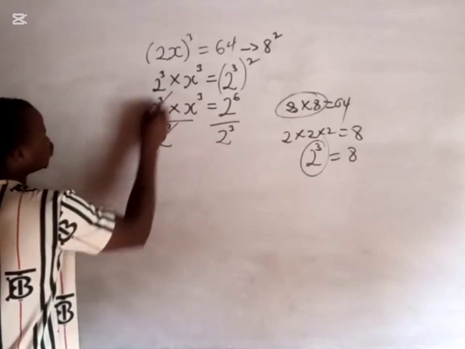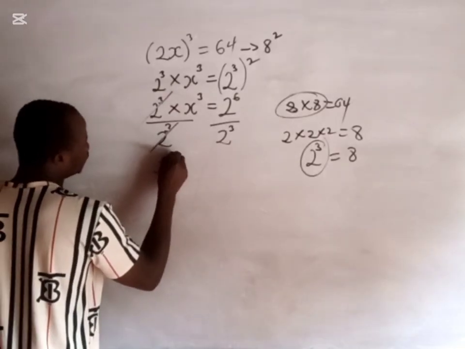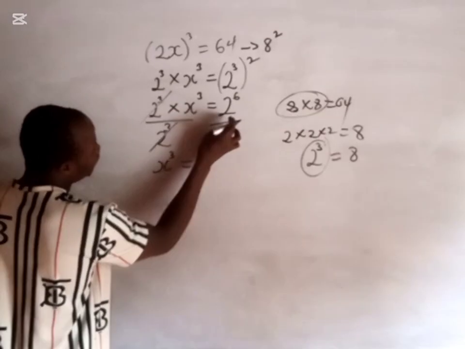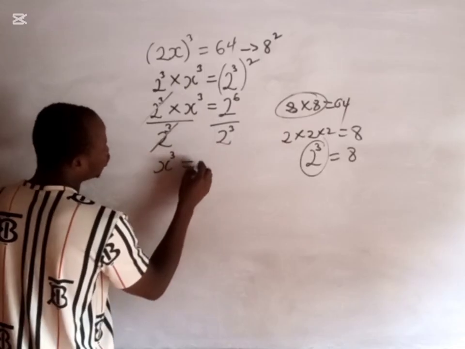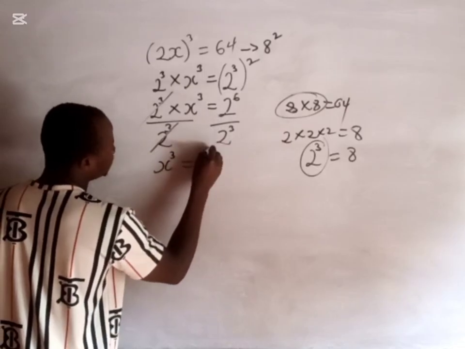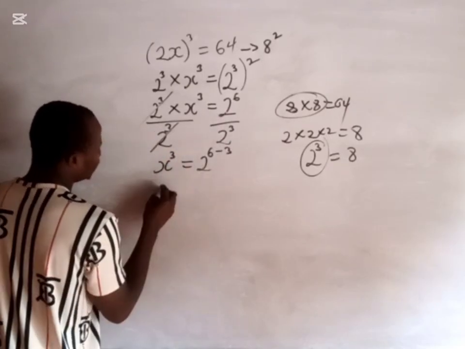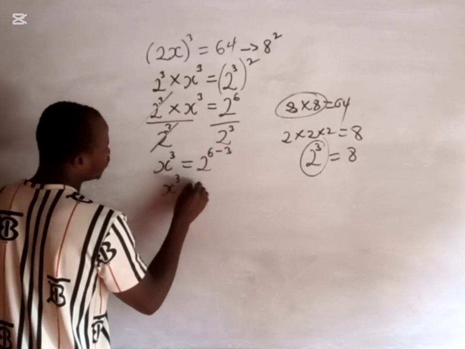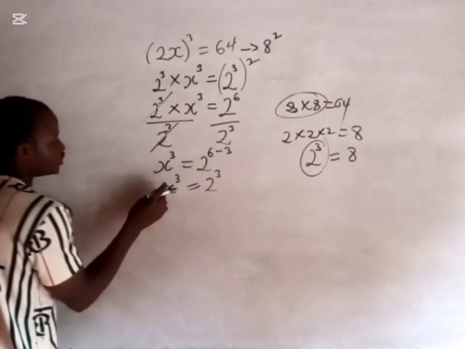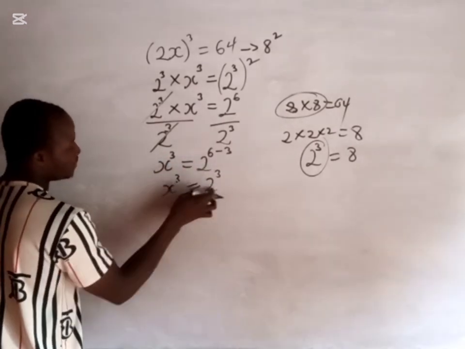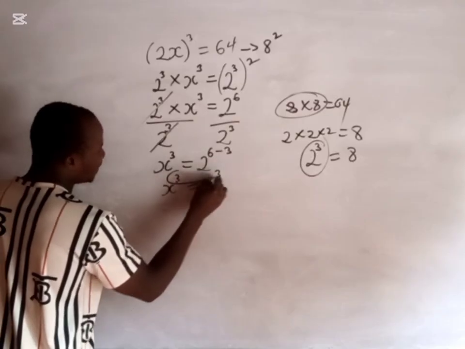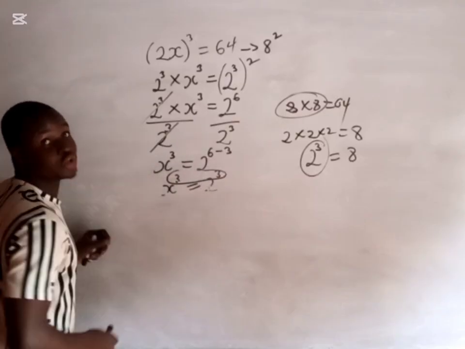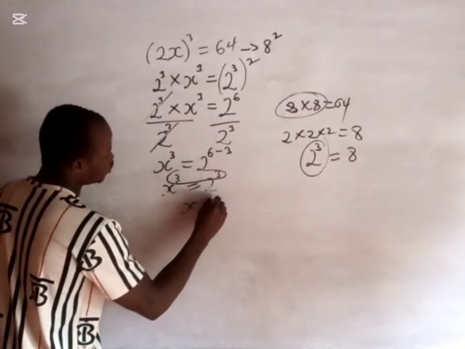So if this cancels this, x^3 will be equal to, don't forget that they have the same base, right? So it is 2^(6 minus 3). Then x^3 is equal to 2^3. So they have the same power but different bases. If they have the same power, their bases will be equal to each other. So x is equal to 2.